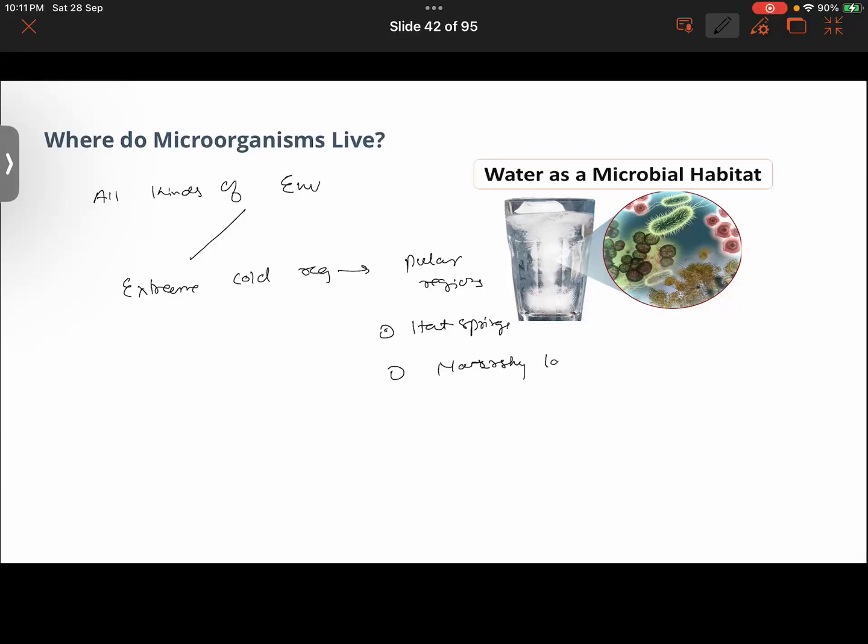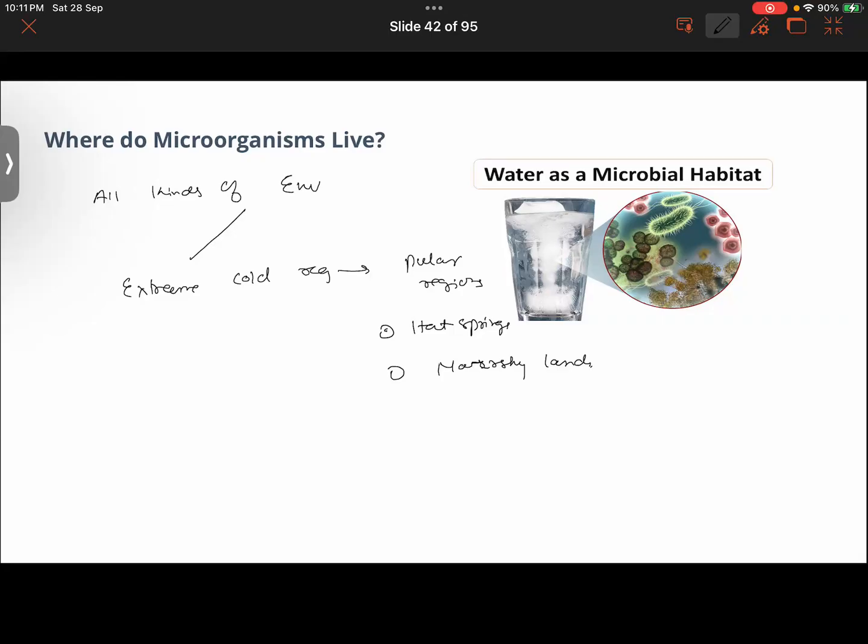Marshy lands. So one thing is clear, that they can be found living in almost all kinds of environment. Remember, I gave you the example of an organism that was able to survive for a few minutes in space as well, right? Marshy land, you understand or not?